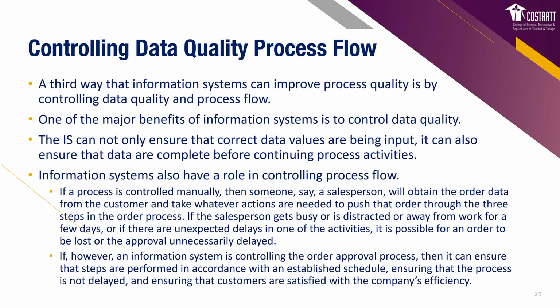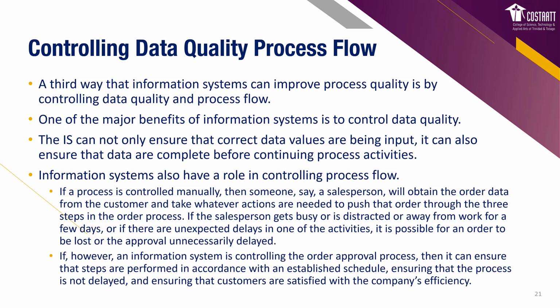And then, of course, we have controlling data quality, process flow. A third way that information systems can improve process quality is by controlling data quality and process flow. One of the major benefits of information systems is to control data quality. The IS can not only ensure that correct data values are being input, it can also ensure that data are complete before continuing process activities.